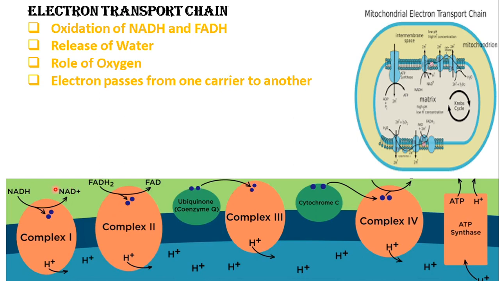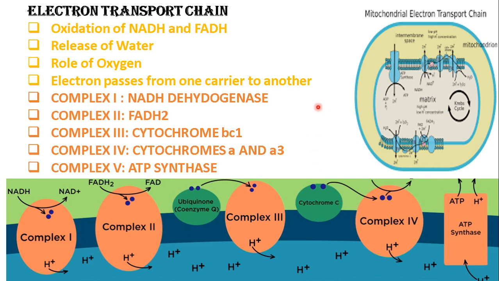So what happens? NADH, which is present in the matrix, this green part. This NADH, which was yielded during Krebs cycle or the previous reactions, will break down to release proton and electron, and it is getting converted to NAD plus. Those electrons, these blue ones, are accepted by complex 1. The protons are released into the intermembrane space. So from complex 1, it will go to complex 2, then complex 3, complex 4, and finally release ATP.